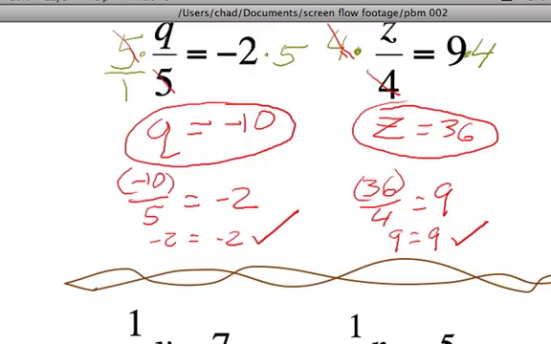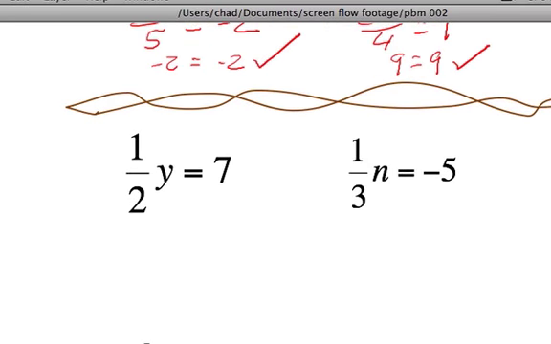Now we're going to try things with fractional coefficients. In these two problems, we have a simple fraction, what they call a unit fraction, with 1 in the numerator. And it makes things a little more interesting because this is 1/2 times y, so the inverse operation would be to divide by 1/2. Another way of saying that is multiply by 2 over 1, or just multiply by 2. So we're going to perform the inverse operation, which is actually to multiply by 2 over 1 on both sides of this equation.